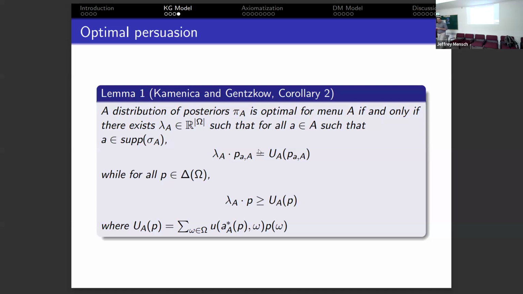Well, U is the actual utility function, and we say that at the points of the support of the optimal distribution, we are tangent to that hyperplane. So the points of the support of the optimal distribution are actually on the concavification as well, but other points might not be, so they might be lower. The sender solves the problem menu by menu. Yes.